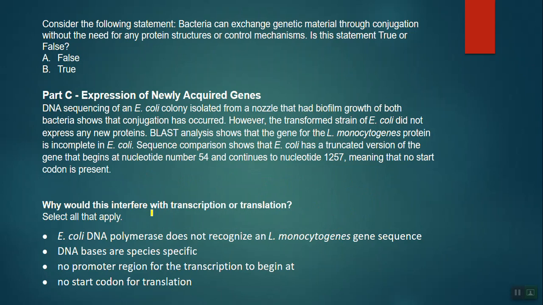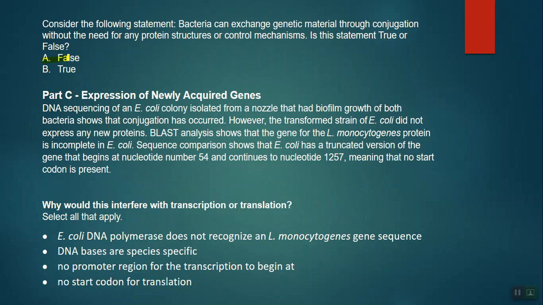Well, this statement is false because we already established that the bacteria, in order to do conjugation, A, have to have physical contact with one another, but they also have to have a sex pilus, which is a protein structure, a hollow tube, in order for this process to happen. So this is false. So part C, expression of newly acquired genes.